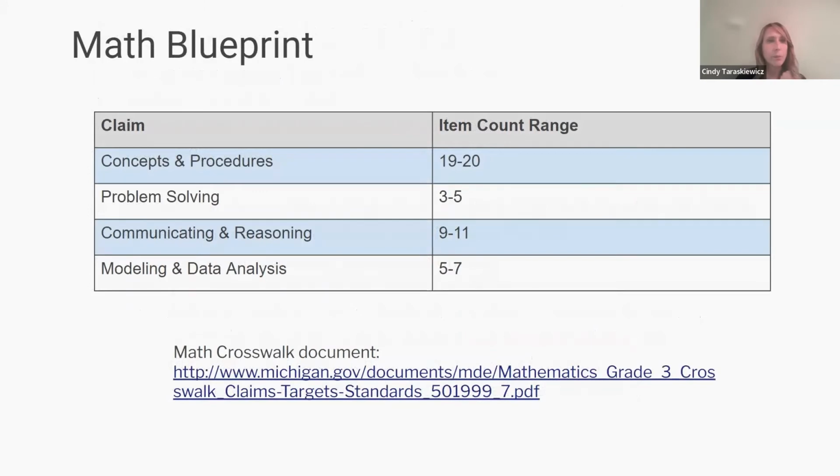Another, the blueprint breakdown for your different claims and how many items are in each claim. So you can see it's very heavy with concepts and procedures, and then communicating and reasoning comes in there after, but really heavy in that claim 1. And then also math crosswalk document to those standard alignments.